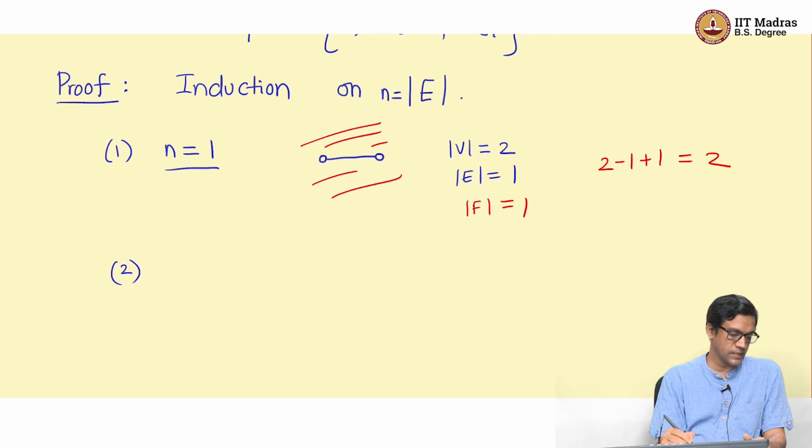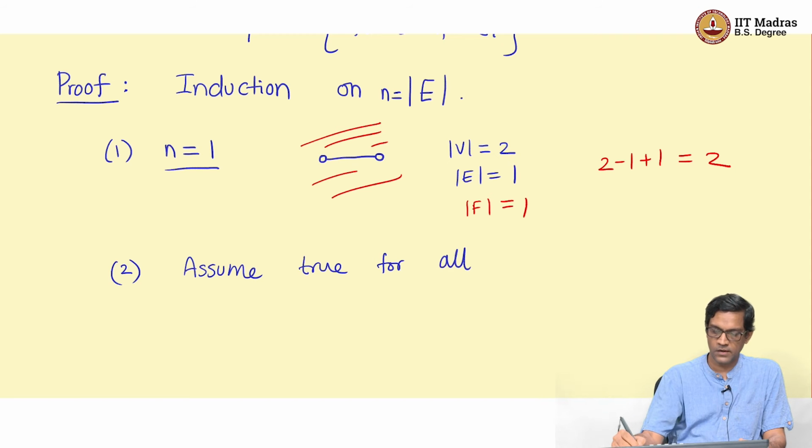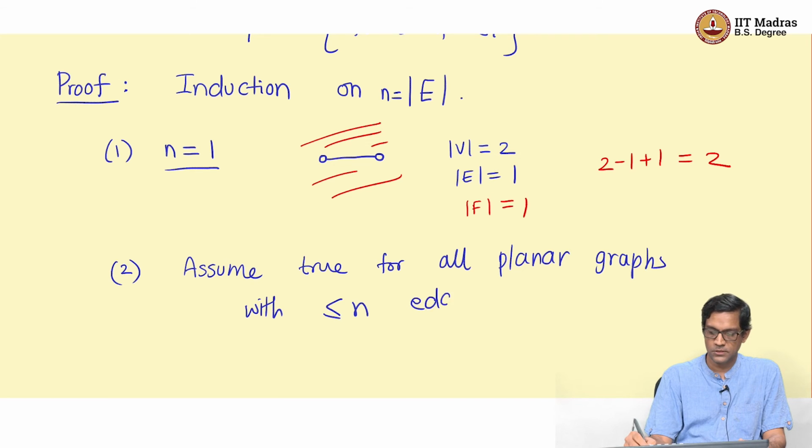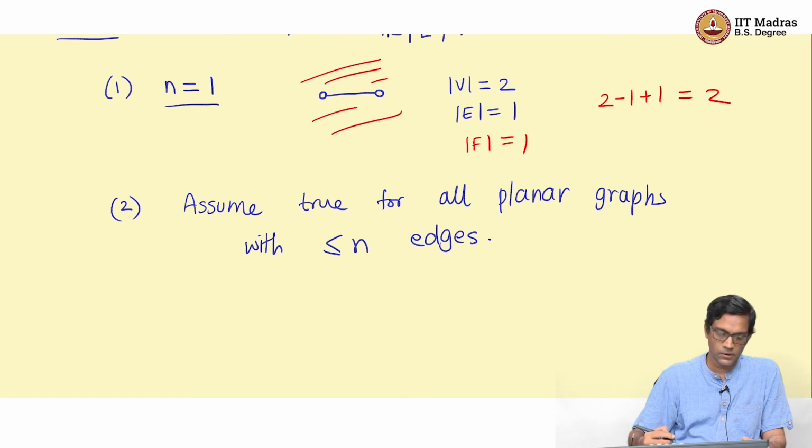So now let's assume that this is true for all planar graphs with less than or equal to n edges. So I'm going to use maybe strong induction. No harm in assuming this. You could also do it with just n, for example. So anyway, let's just do this. Assume true for all planar graphs with less than or equal to n edges.